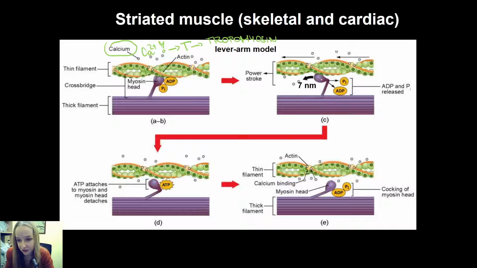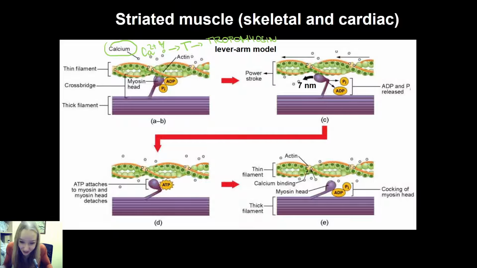It moves seven nanometers, to one side. And if there is enough calcium, the myosin head can rebind to the next binding site and the process will repeat. So it will bind, move. Bind, move. It will bind and move and bind and move. But we need enough energy and calcium to do so.